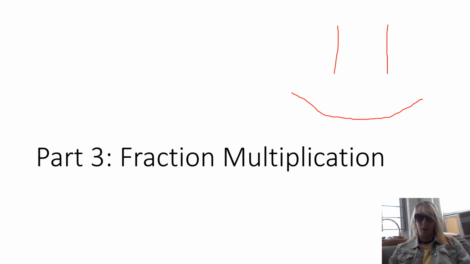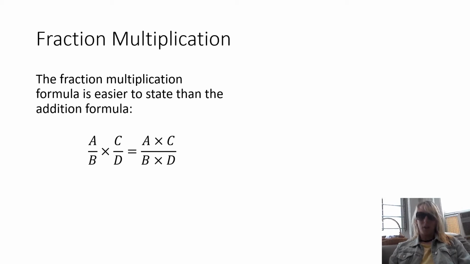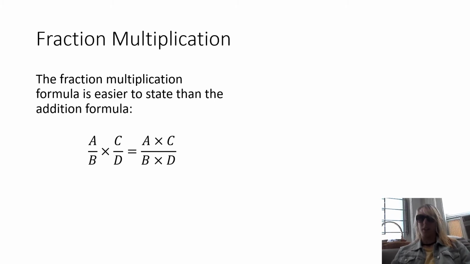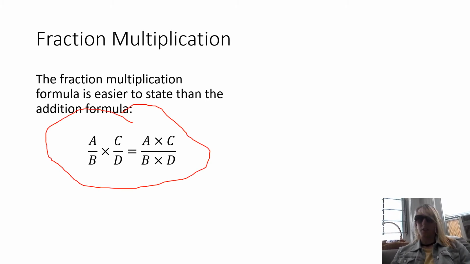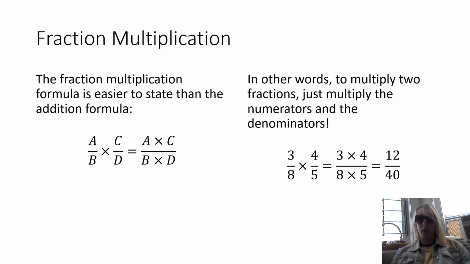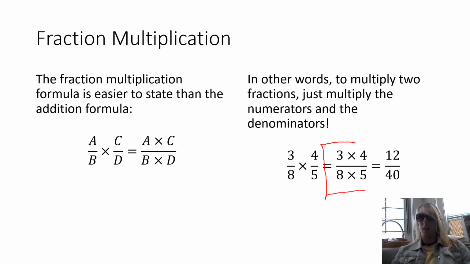So anyways, we're going to talk about fraction multiplication, which we already did in class, but very briefly. So let's go. Unlike addition, the formula for multiplication is very easy. Basically, what this formula says is to multiply two fractions, just multiply the numerators and multiply the denominators. So very easy to know. For example, 3/8 times 4/5 is just numerator times numerator over denominator times denominator. So 12 over 40, which would simplify to something else.